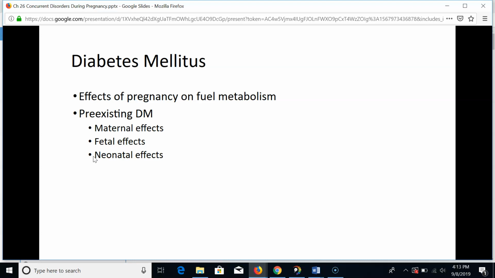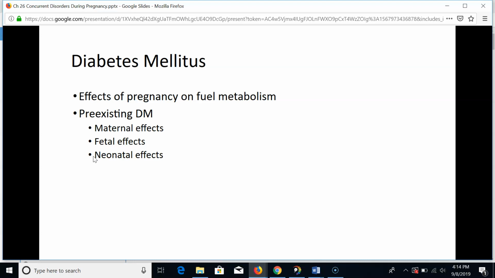Maternal effects for a woman with pre-existing DM include a greater risk for preeclampsia, ketoacidosis, UTIs, hydramnios, and a larger fetus, which can make for a difficult labor, or shoulder dystocia, which is where the shoulders get stuck at the birth canal and is a medical emergency.